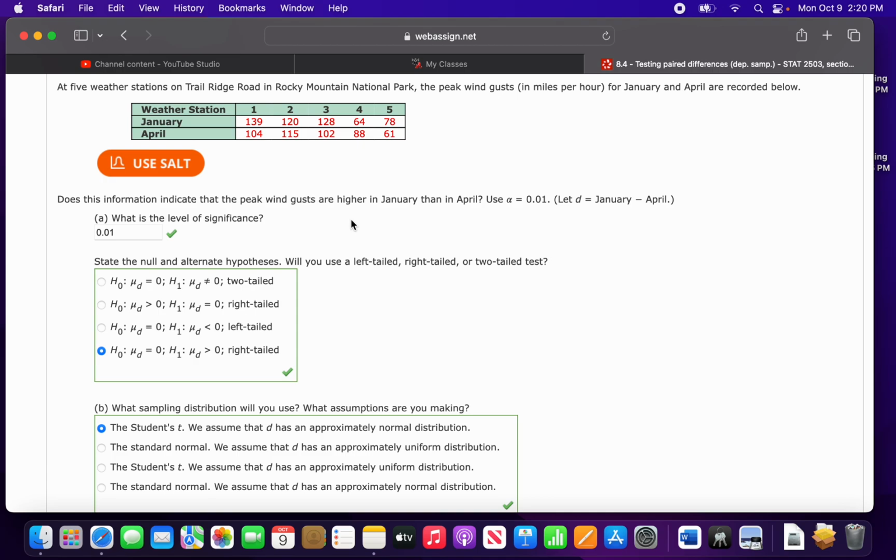Does this information indicate that the peak wind gusts are higher in January than in April? So that means if January is a higher amount than April, when we subtract, we should always get a positive value. Higher minus lower will give us positive. Our null hypothesis is just to assume there's no difference in the peak wind gust. But alternatively, we're going to argue that January has higher peak wind gusts than April. And that makes us have a right-tailed test.